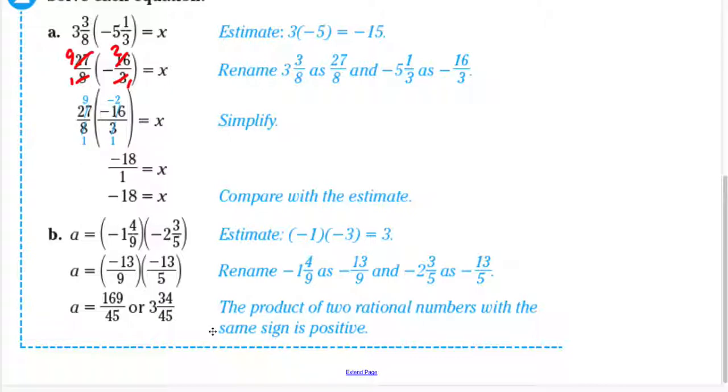So the product of two rational numbers with the same sign will always be positive. A negative times a negative. And let's take a look at example number 3.